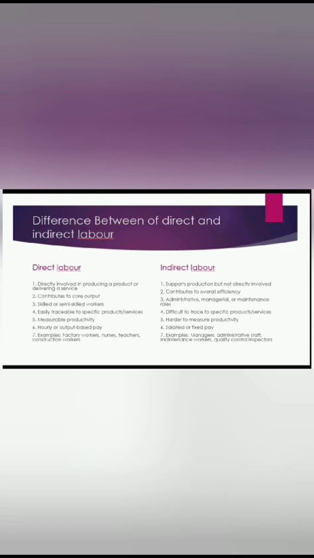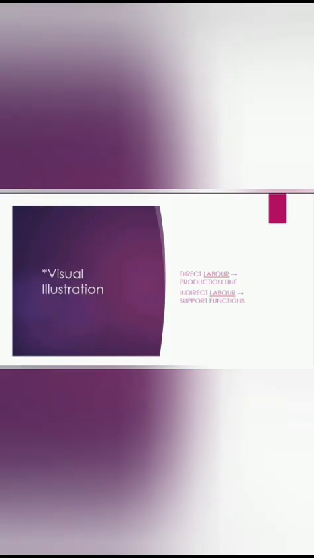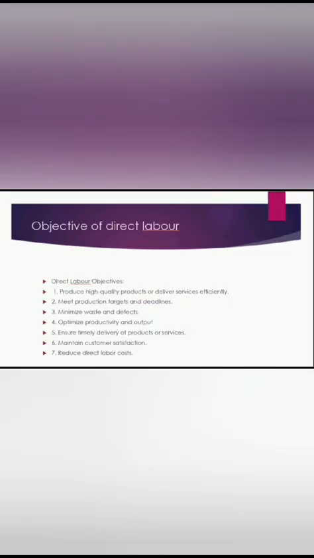Skilled or semi-skilled persons are involved in direct labor. Administrative, managerial, or maintenance roles are played in indirect labor. Direct labor is easily traceable to specific production, while indirect labor is difficult to trace to specific production. Visual illustration: direct labor is the production line; indirect labor is the support functions.